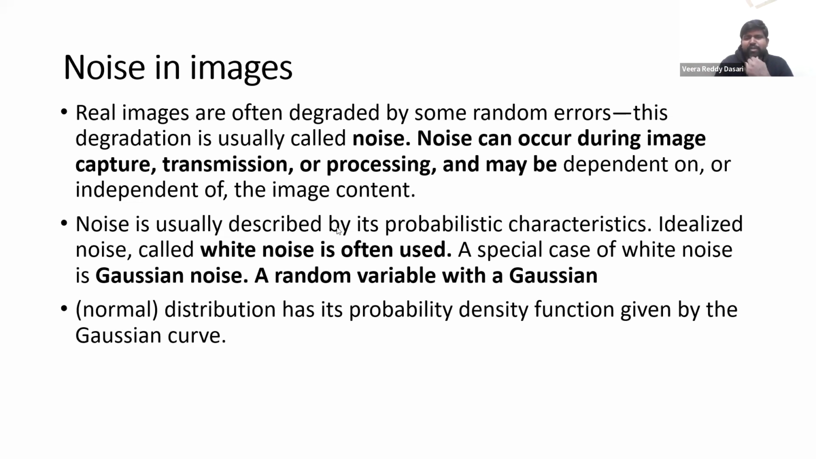So how do we describe noise? By using probabilistic characteristics. You might have studied probability and statistics in intermediate. You already know what probability is: when you toss a coin, what is the probability of getting a head, or a tail. Probability is a fundamental idea. So when explaining this topic, we relate it to probability theory, and by using this probability theory we explain the noise in the images.